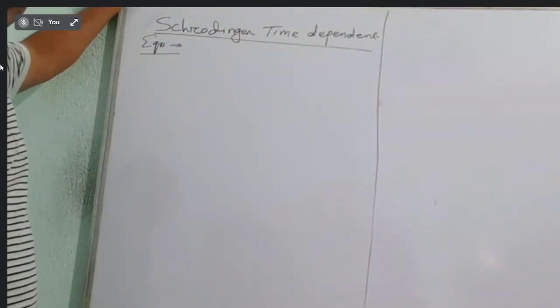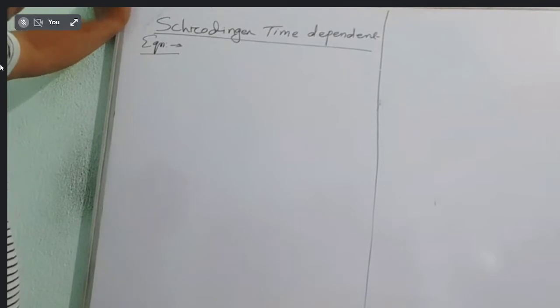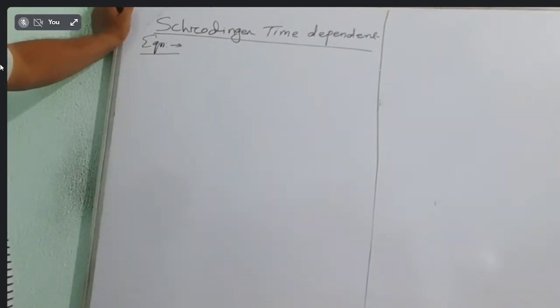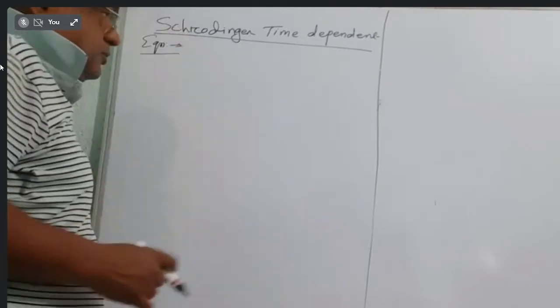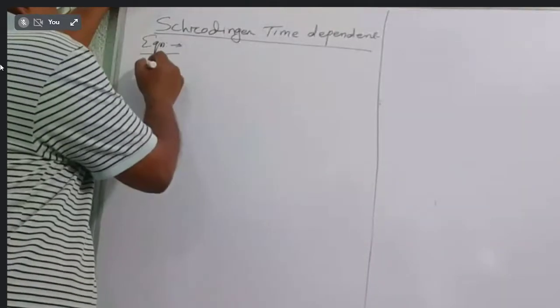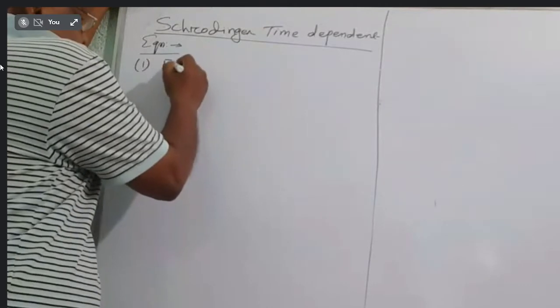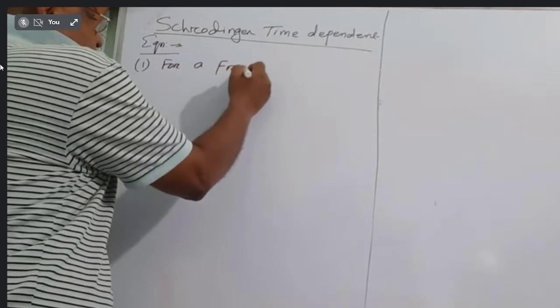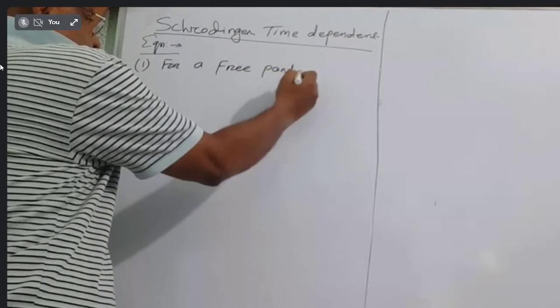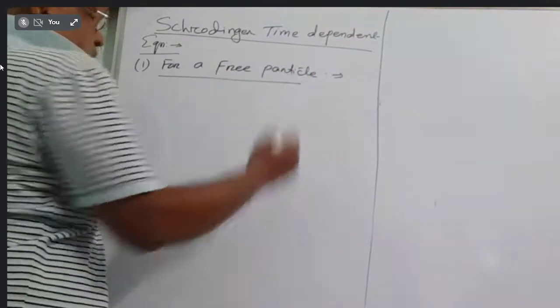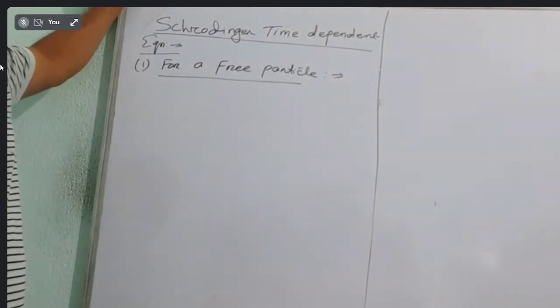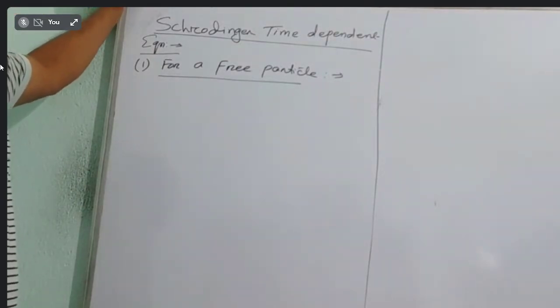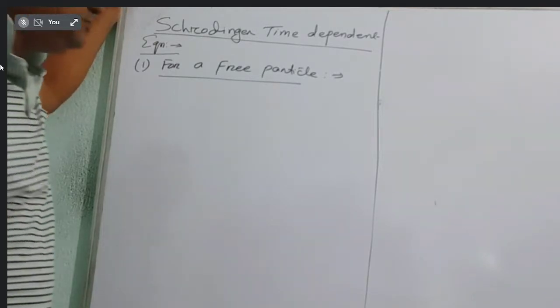We start with a free particle. As I have already told you, we will always prefer to represent the wave functions in complex form. And what is the advantage in that? That I have already explained to you people. A free particle is one on which no force acts. So it has no potential energy. Its total energy is equal to its kinetic energy.